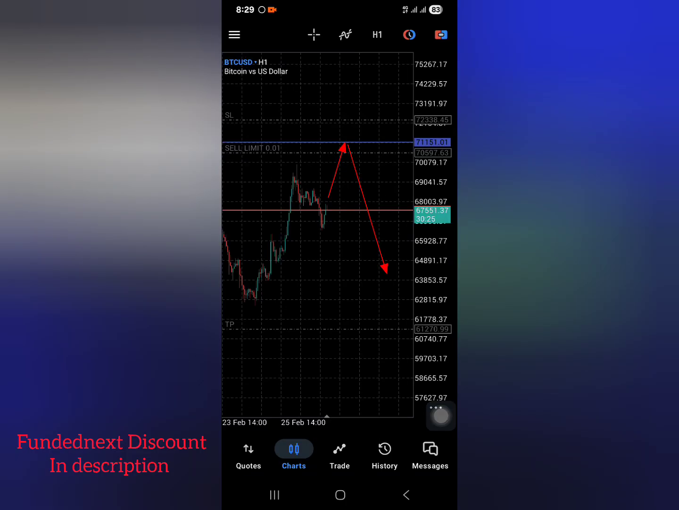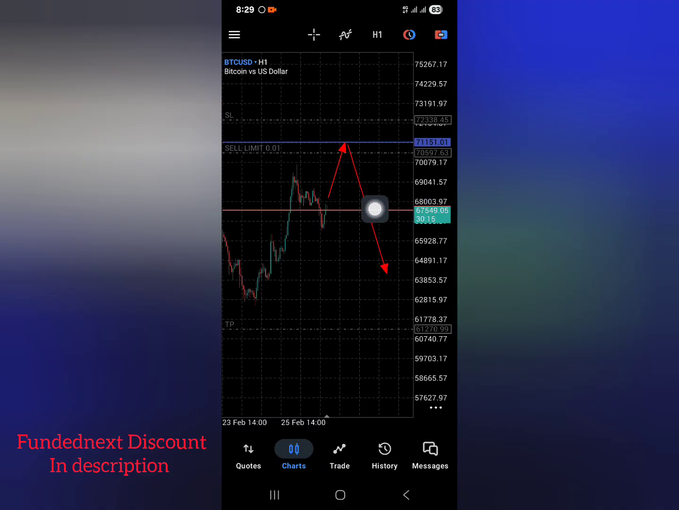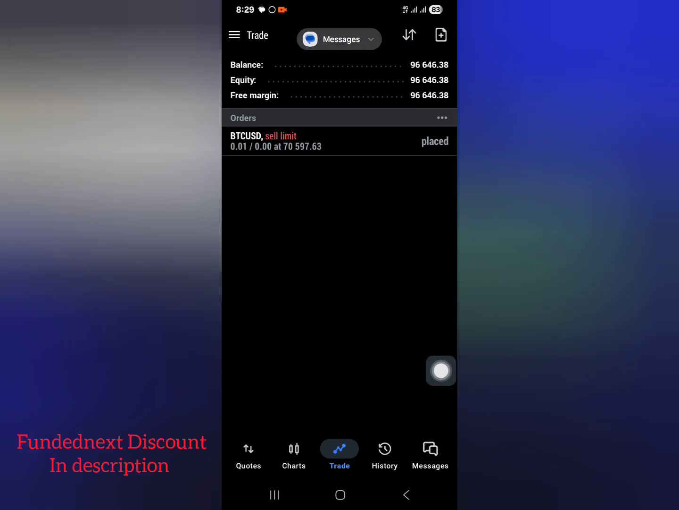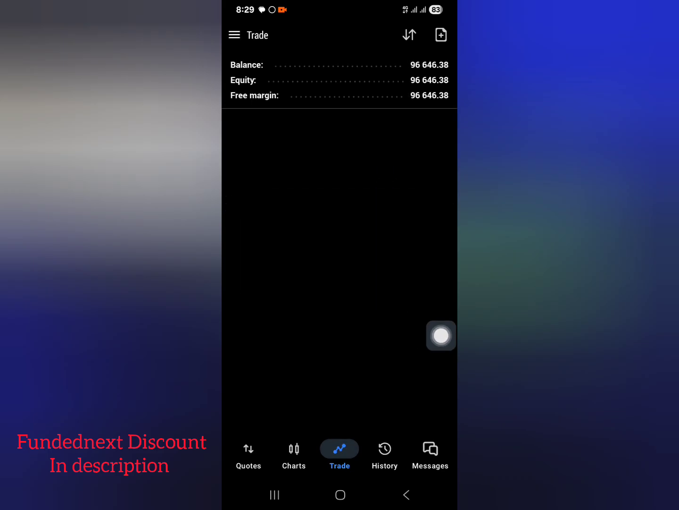To place trade, open the trade and place it. That is sell limit. Or the limit is that the market rises and sells them from here, but on the pair it will go down here, and we screw. The first one, I delete it.